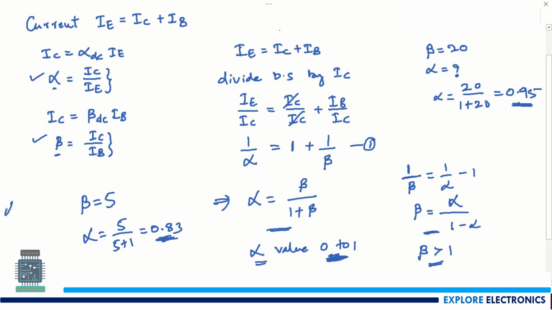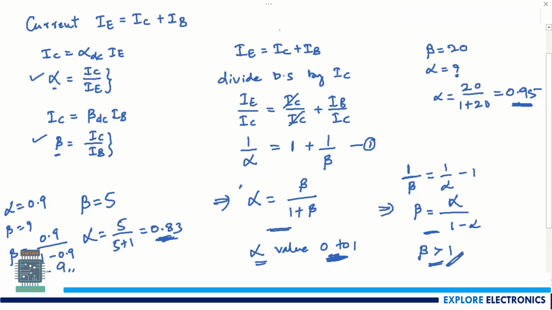Even if they give an alpha value, suppose alpha is equal to 0.9, we can find out beta. How to find out beta? Using this expression, beta will be equal to 0.9 divided by 1 minus 0.9. What is the value of beta? Now beta is equal to 9. So this beta will always be greater than 1.